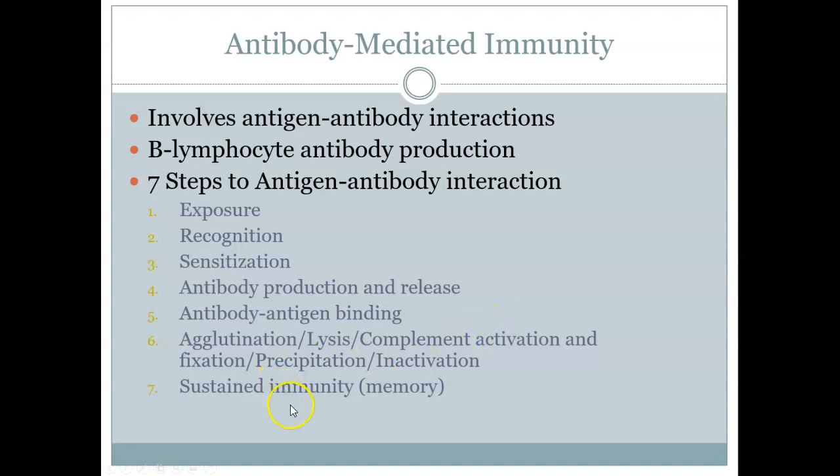The next stage is antibody-antigen binding. So the antibodies all bind together with the antigen, and they form these Y-shaped molecules. They actually form quite large molecules when they bind to the antigen. And then we have agglutination, lysis, complement activation, fixation, precipitation, and inactivation. And all of these are what the antibody does to the antigen.